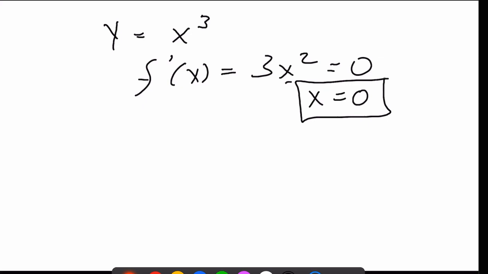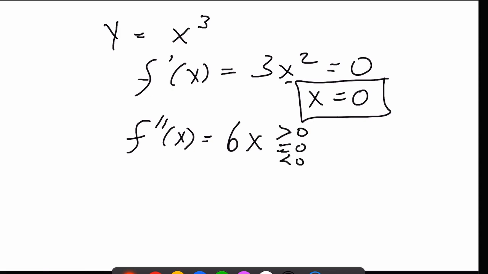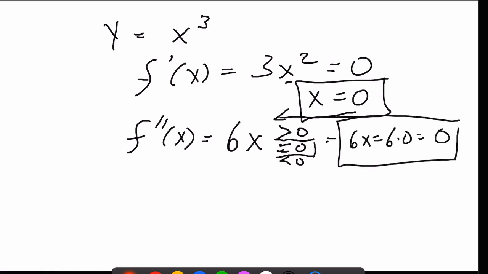Okay? Now, second derivative equals 6x. Well, 6x could be greater than 0, equal to 0, or less than 0. So because it has this 0 thing in it, we're going to look for the first non-zero, right? Because if x is 0, 6x equals 6 times 0 equals 0. We need the non-zero, right? So the third derivative is 6.